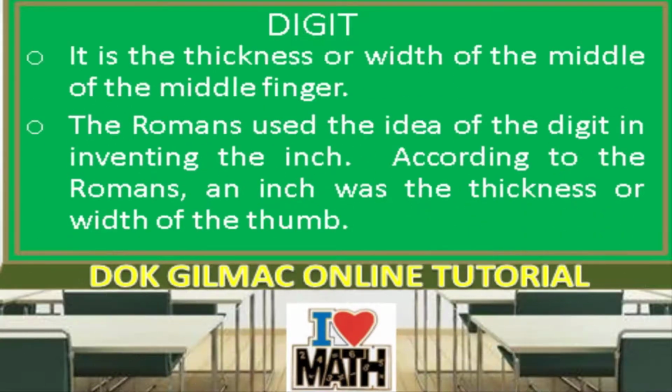Digit. It is the thickness or width of the middle finger. The Romans used the idea of the digit in inventing the inch. According to the Romans, an inch was the thickness or the width of the thumb.